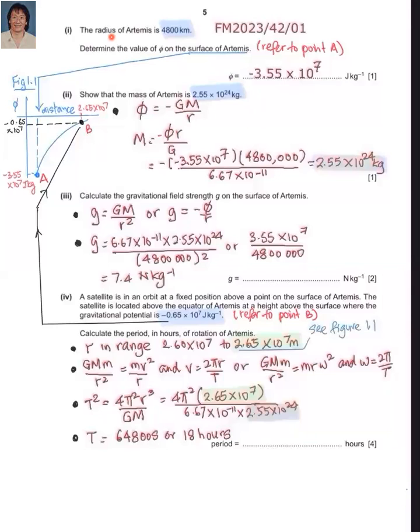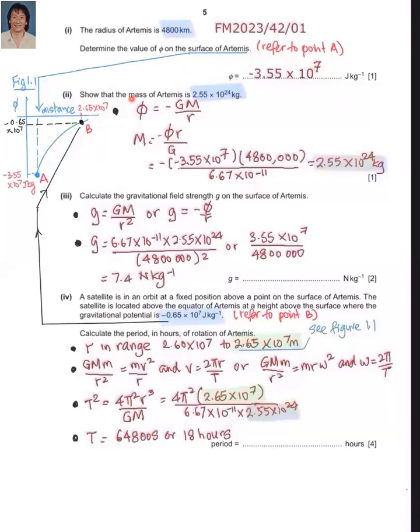The radius of Artemis is 4,800 kilometers. You have to determine the value of gravitational potential on the surface of Artemis. So refer to point A, where the radius is around 4,800 kilometers. You can find that the gravitational potential at the surface of the planet Artemis is around minus 3.55 times 10 to the power 7 joule per kilogram. That's why the answer is 1 mark here.